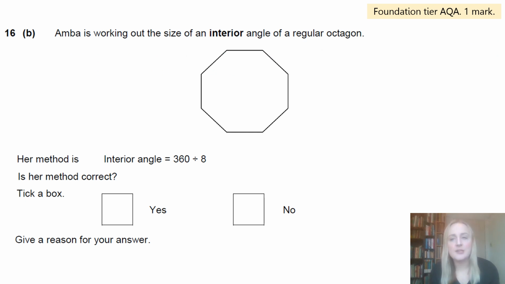Another example from AQA, this one's foundation tier, and this one is about critiquing methods. Angles and polygons is a topic that's often used for these method critique questions that the examples need to include. So here, she's working out the interior angle of a polygon, and she said it's 360 divided by 8. Is her method correct? And you have to explain. There's various different explanations that would be acceptable there.